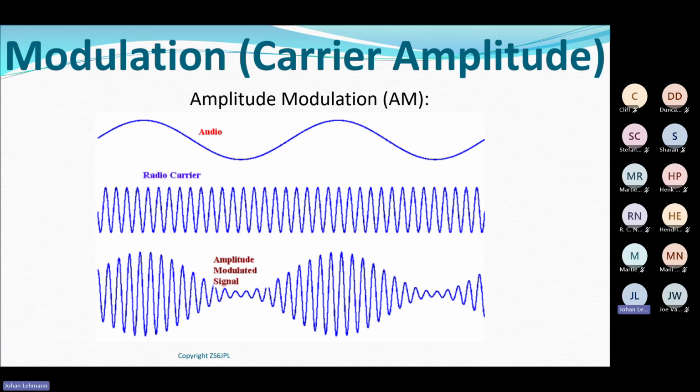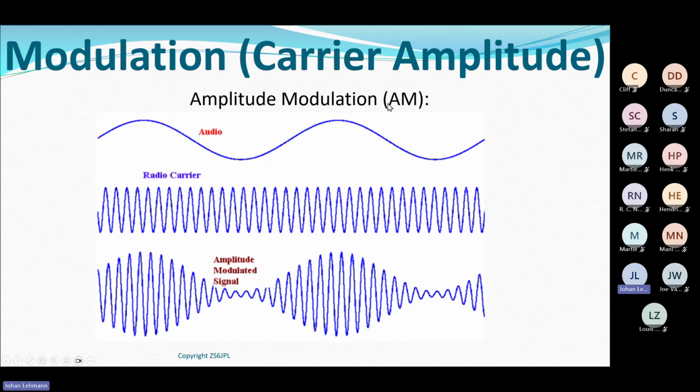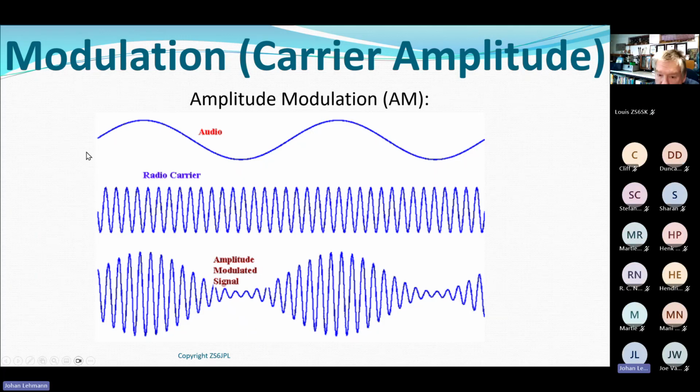Next one is amplitude modulation. So I'm changing the amplitude of my carrier frequency. I've got an audio signal, which is represented by this long sine wave, and I have a carrier frequency, and I change the amplitude of my carrier frequency to represent my analog information or my input information, in this case audio, that I apply to my carrier frequency. Okay.